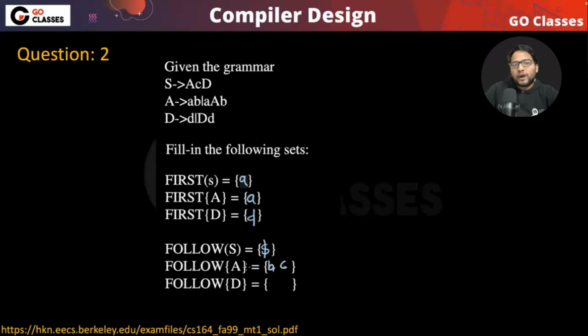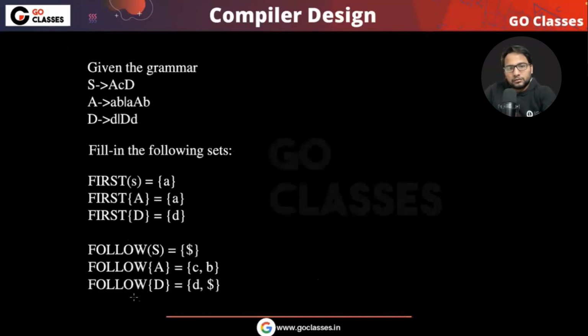What about the follow of capital D? Capital D is coming here, capital D is coming here. So that is why it is small d, and whatever is the follow of capital S, so small d and dollar, right?